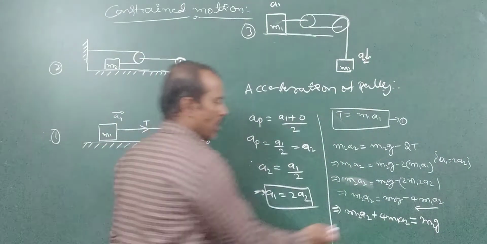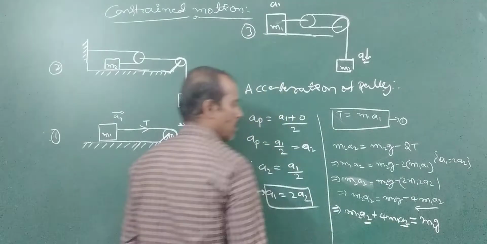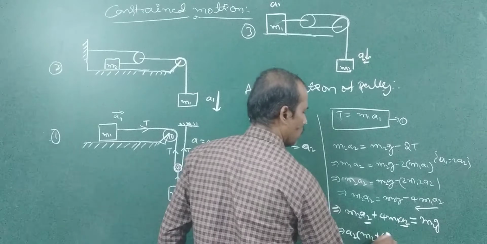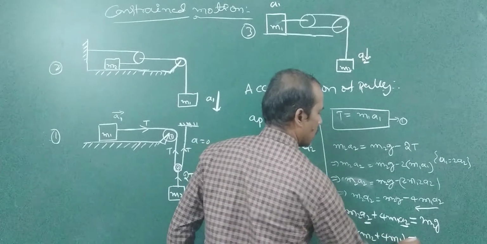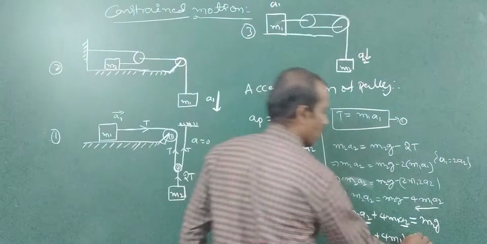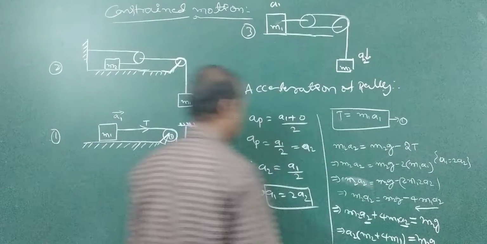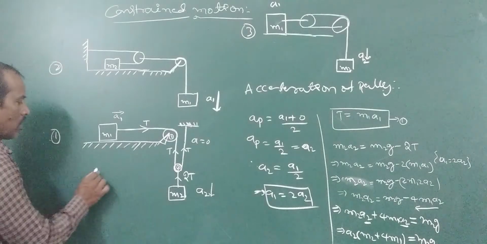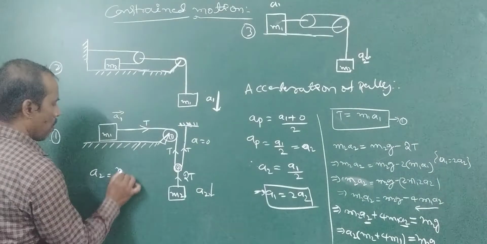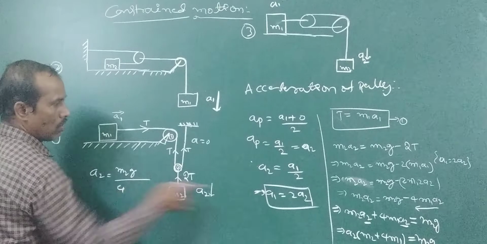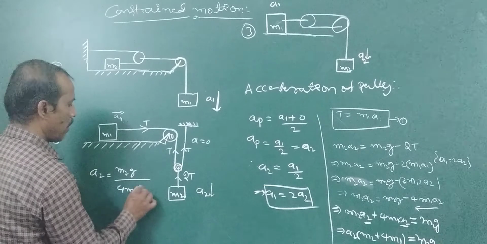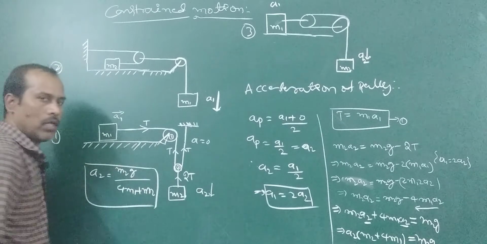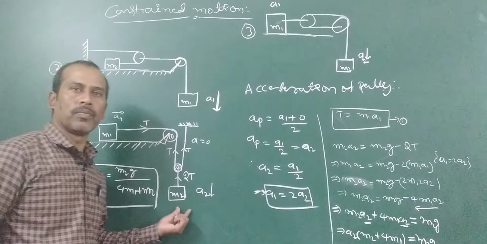The common term is A2. So A2 into M2 plus 4 M1 is equal to M2G. Finally, A2 is equal to M2G by 4 M1 plus M2. This is the acceleration of block 2, that is, the M2 block.